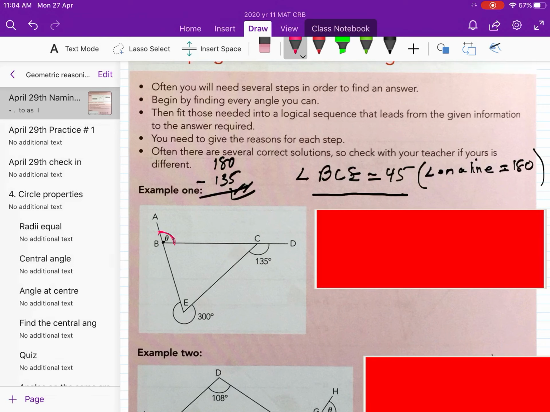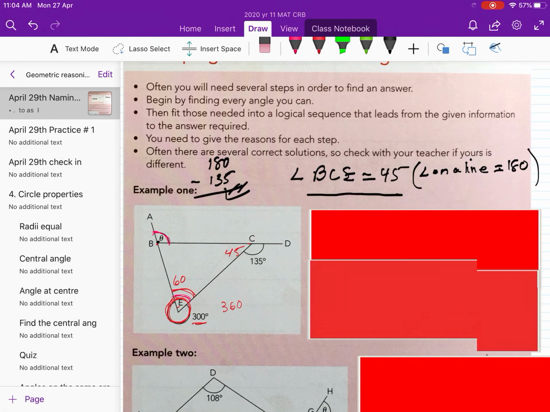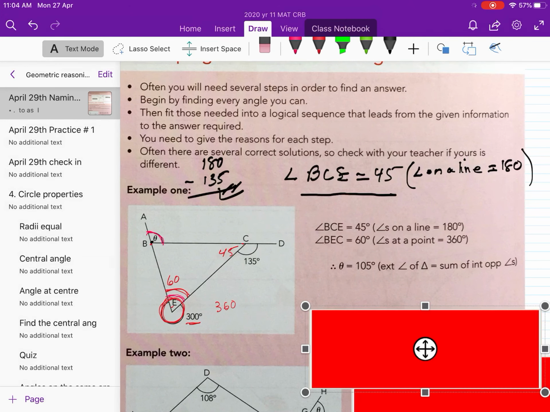I need to also know what this angle here is. So we've got this other property of angles around a point, right? They have to add to 360. So if that's 300, then angle BEC, this one here, is going to be 360 minus 300, which is 60 degrees. So I've got this to be 60 degrees and this to be 45 degrees. So I need to write all these steps down as I go, right?